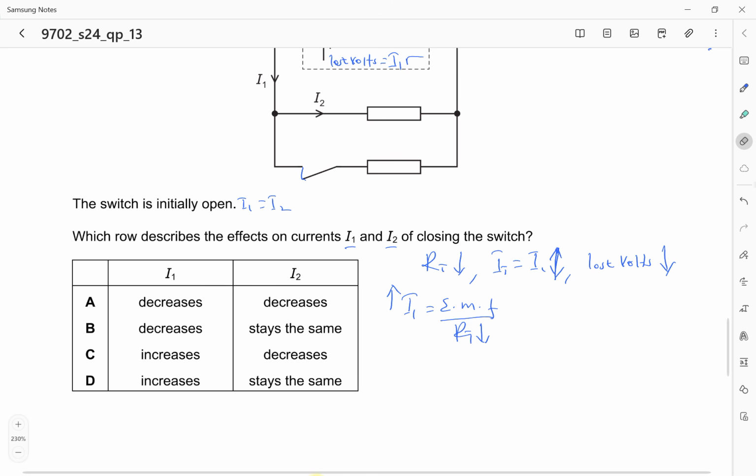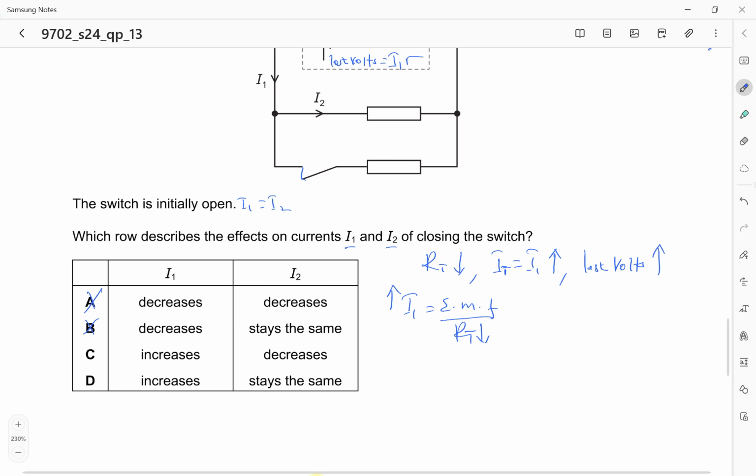Sorry about this. That means the other one is also not correct. Because the total resistance decreases and the current is equal to EMF over total resistance, so I1 increases. So I1, which is equal to I total, I1 increases. And if I1 increases, it means the lost volts is I1 times R, so lost volts increase. So we know that I1 increases, so we eliminate A and B.